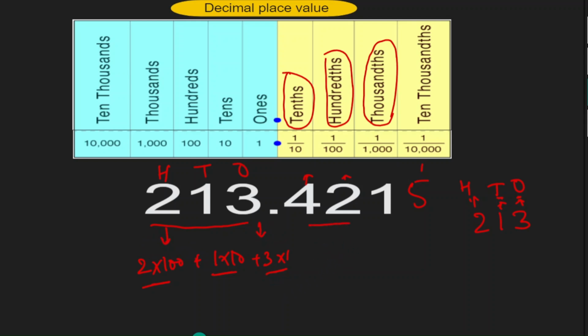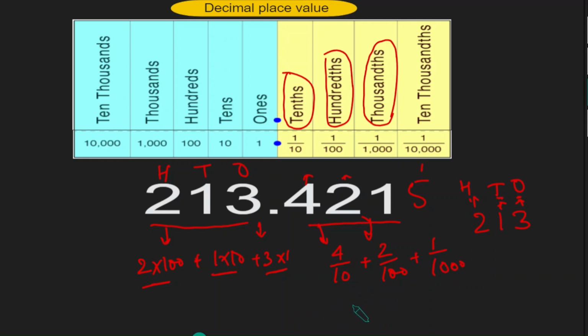Now come to this part. On the right side of the decimal point, 4 is your tenths place digit. Tenths means 1 by 10, so you can write here 4 tenths. Now this 2 is your hundredths place digit, so it will be 2 hundredths. Likewise, this will be 1 by thousandths. So like this, we give the place value of the number.